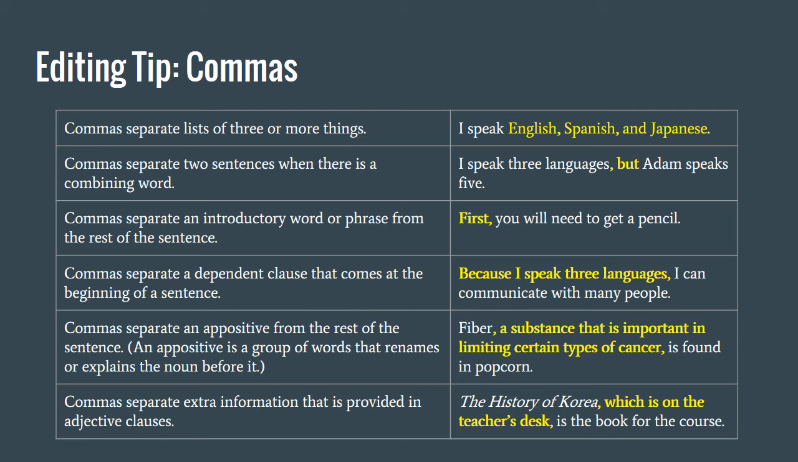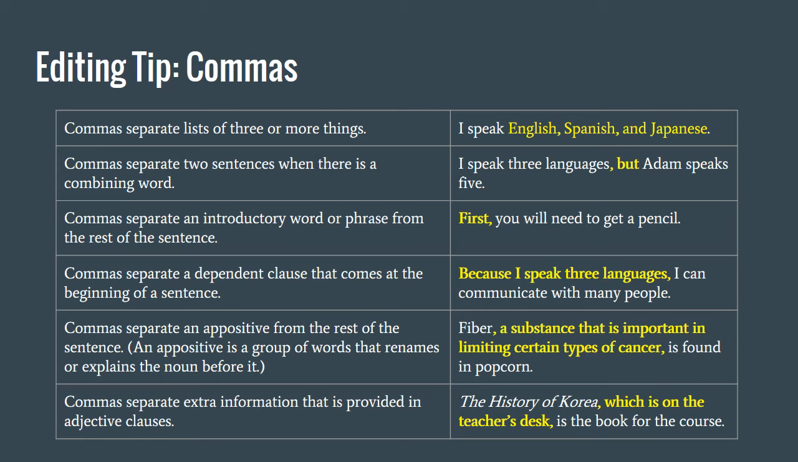Commas separate an introductory word or phrase from the rest of the sentence. First, comma, you will need to get a pencil. So this introductory word needs to be separated from the sentence because it's kind of a signal or a sign that this is telling us what the next sentence will be about.